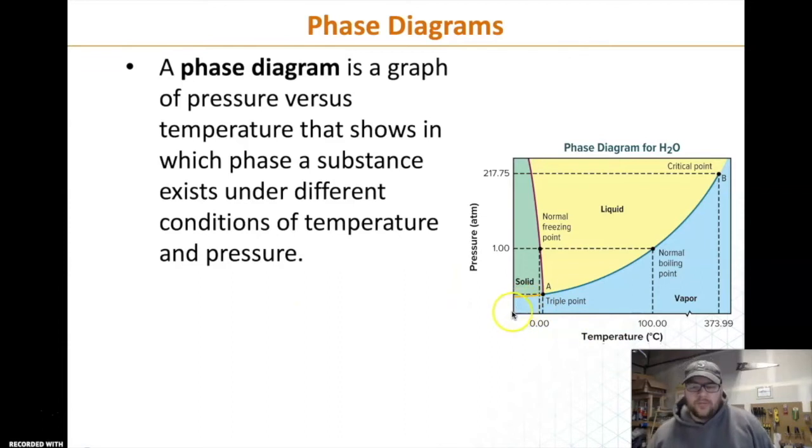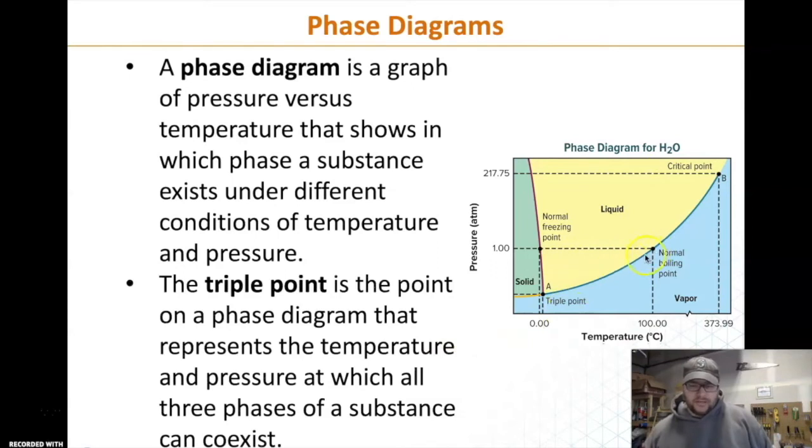So as we're increasing temperature, how does that compare to the different pressures? And it will actually tell us, at any given temperature and any given pressure, what state of matter we should have for that material. And you can see this is the phase diagram for water. So what that means is that every substance has its own phase diagram. So methane gas will have a different phase diagram than water will.